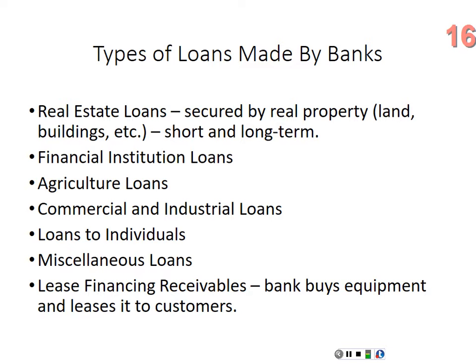You've got financial institution loans. This is where one bank loans another bank money. So banks, just like us, from time to time have to borrow money. You've got ag loans. Now, you kind of cross a few lines here because there are agricultural loans to buy farmland. So the question becomes, is that an ag loan or a real estate loan? Well, some banks make arguments for either way.